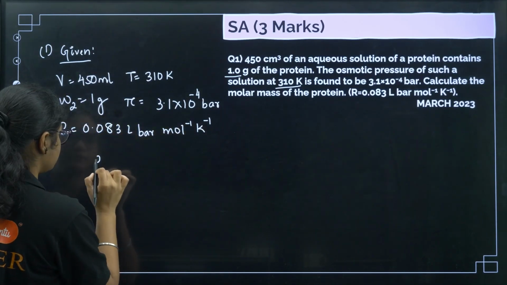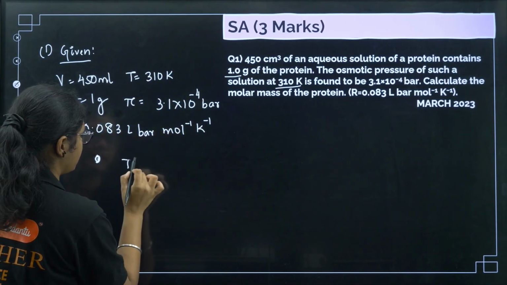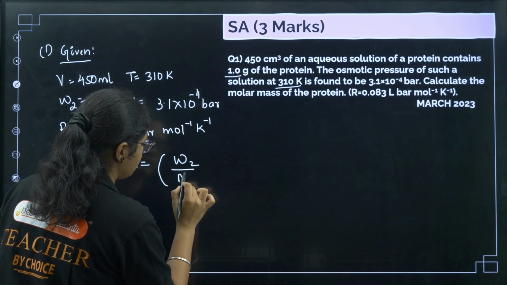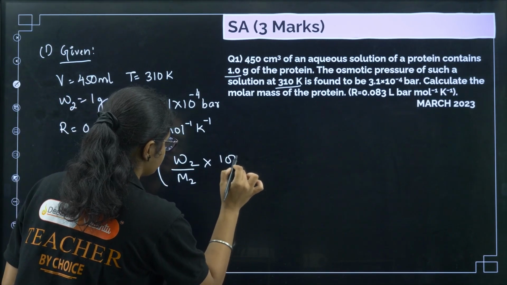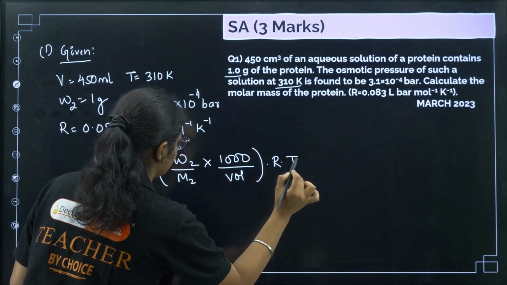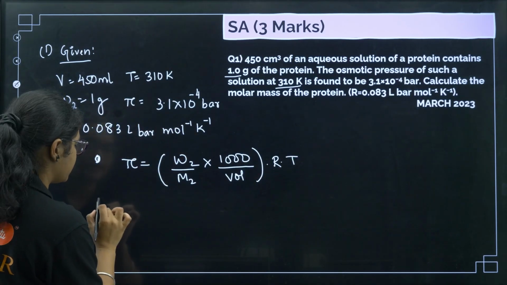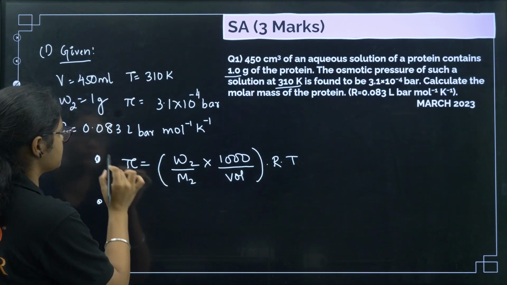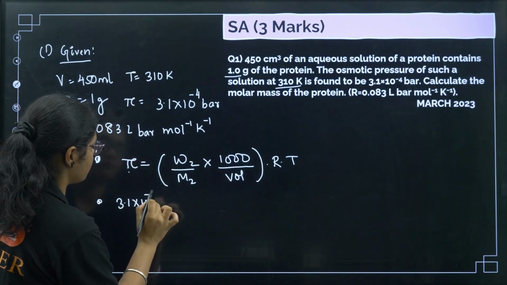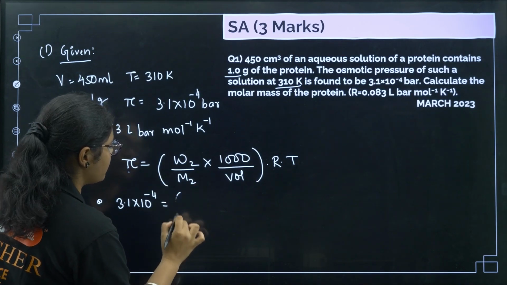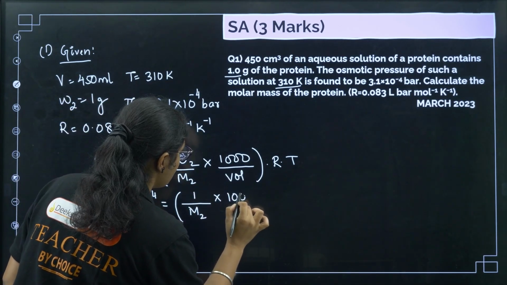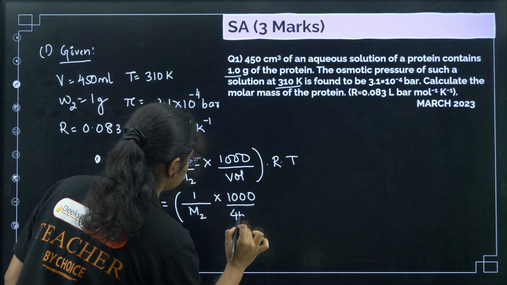So second formula, I am just writing here step 2. Pi is equal to molarity C into RT, so W2 by M2 into 1000 by volume into R into T. Okay, now what is the next step? To do correct substitution. So what is the pi value? Pi value is 3.1 into 10 to the power of minus 4. Then W2 value is 1 gram, molar mass we need to calculate, into 1000 by volume is 450.